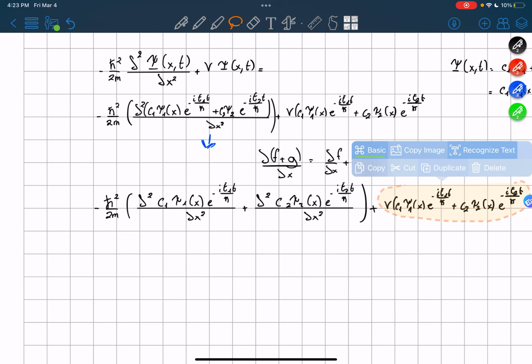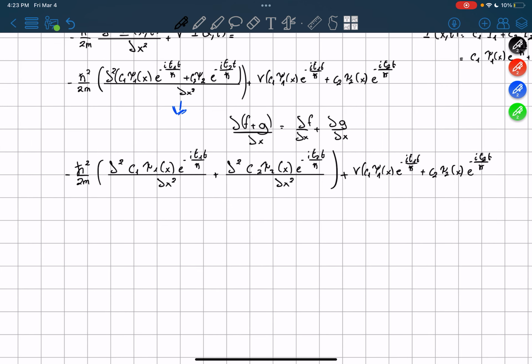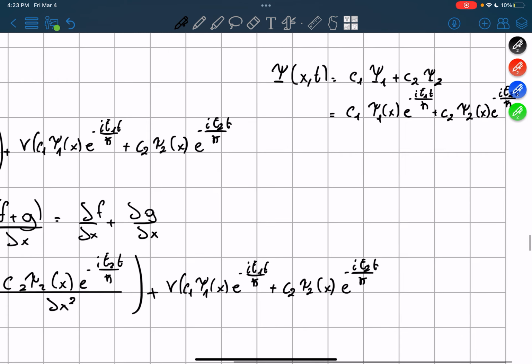So we're saying that as long as this is a linear combination of these two, we are indeed correct in our calculations. So we can simply say that our capital Psi in terms of x and t is going to be equal to this linear combination: the sum over n of c_n times psi n of x, e to the power of negative i E_n t over h bar.